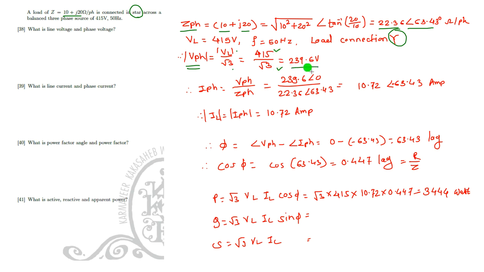It gives you 239.6. So IPH, now after VPH you must calculate the IPH. So IPH is given as VPH upon ZPH. So assuming that VPH as the reference 239.60. So what is the value of ZPH? It is 22.36 at an angle of 63.43. So you will get 239.6 divided by 22.36, 10.72 at an angle of minus 63.43 ampere.